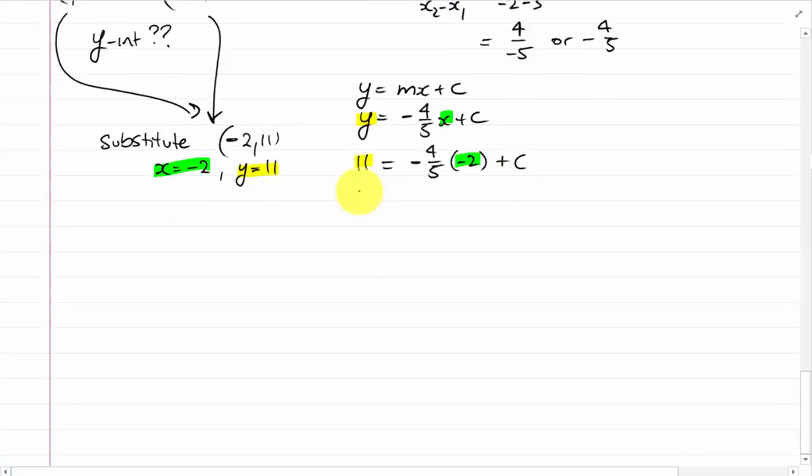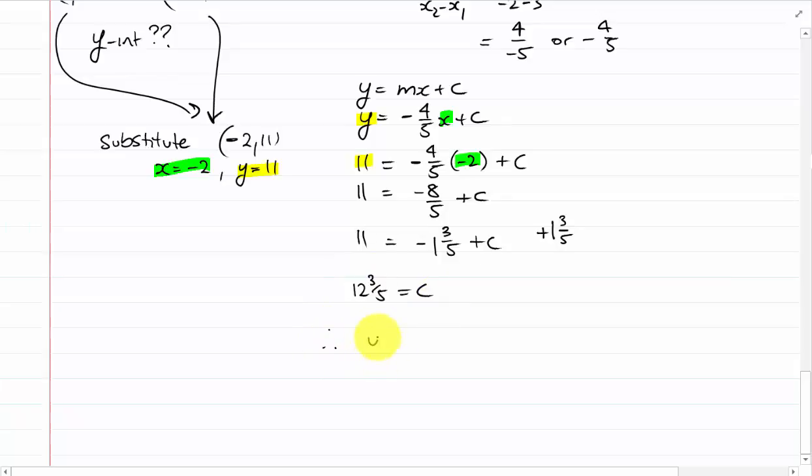Now all I need to do is solve this equation. So 11 is equal to negative 8/5 plus c, and that's obviously equal to negative 1 3/5. How you choose to do the fractions and deal with that is up to you. I'm going to add 1 3/5 to both sides, giving me 12 3/5 is equal to c, and so therefore y is now equal to negative 4/5 x plus 12 3/5.